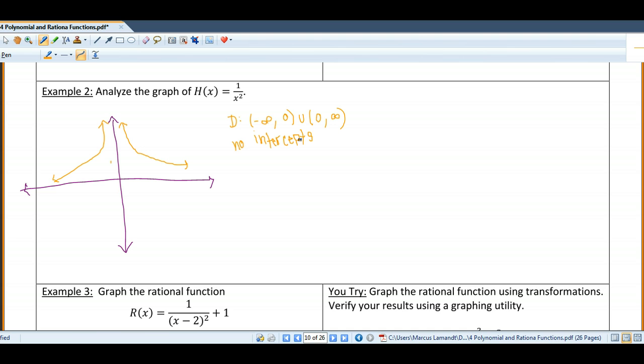If you want, you could also talk about the end behavior. You could talk about how, as x approaches infinity, f of x approaches 0. As x approaches negative infinity, f of x approaches 0. Some things like that. Here, let me write that out.